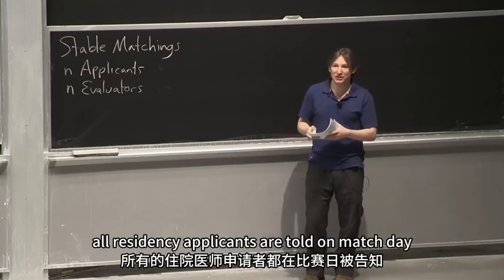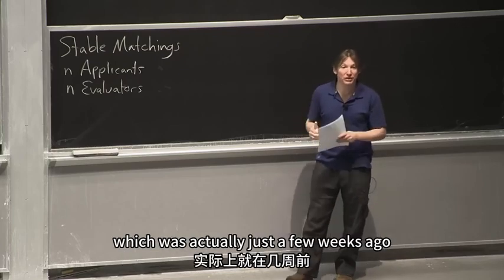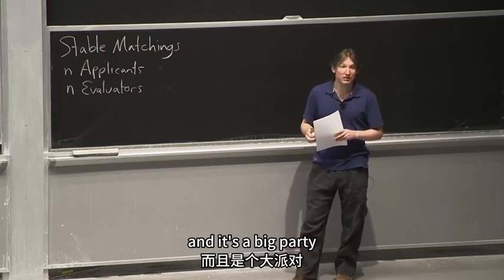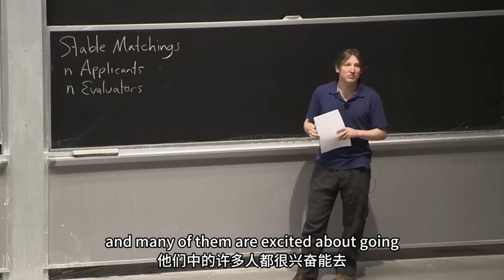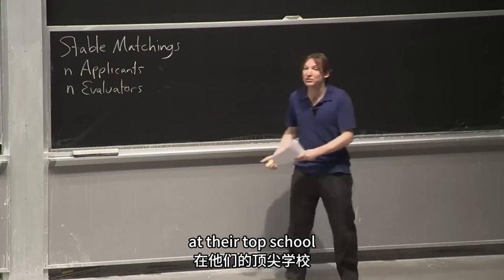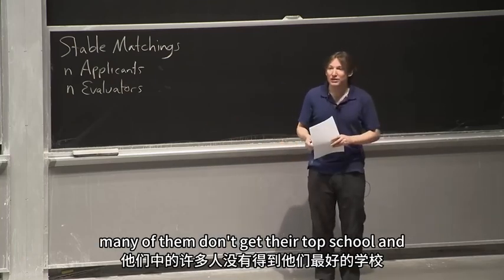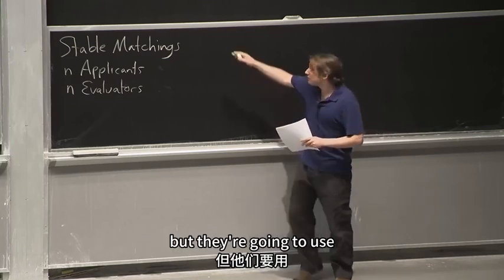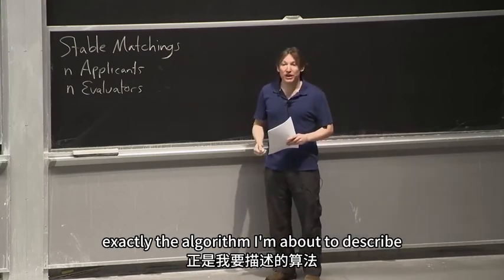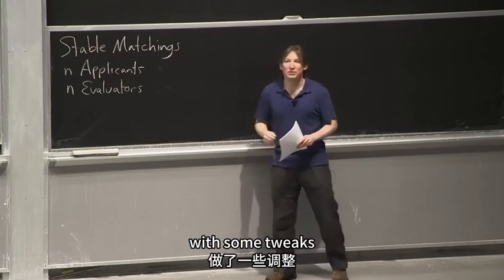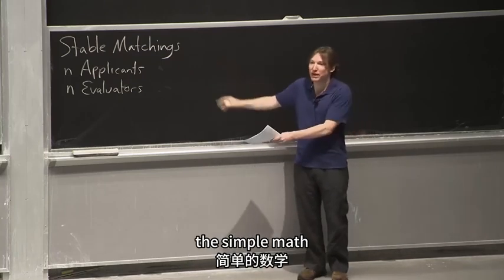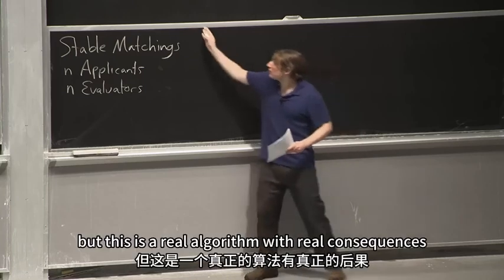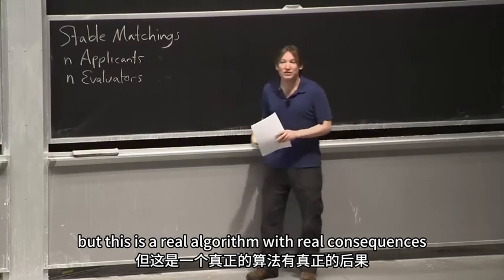All residency applicants are told on match day, which was actually just a few weeks ago. It happens once a year. They're told where they're doing their residency. It's a big party, and many of them are excited about going to their top school. Many of them don't get their top school, and they're still happy because they still get to be a doctor. They're going to use exactly the algorithm I'm about to describe, with some tweaks, because the real world is more complicated than the simple math we're about to describe. But this is a real algorithm with real consequences.